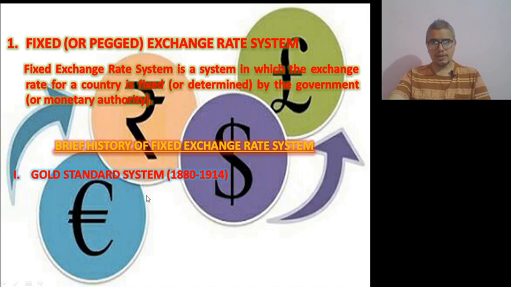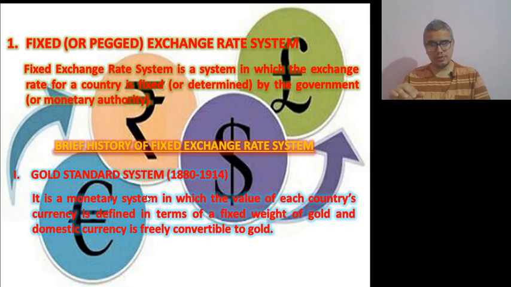Okay, what used to happen in this system? Every country used to express their currency, or define their currency, in terms of a fixed weight of gold. Okay, for example, Indian rupees will be defined in terms of fixed weight of gold. In the similar way, US dollar will also be defined, or will also be expressed, in terms of definite weight of gold. Okay, and whenever these two countries were to exchange, keeping in mind the value of currency in terms of gold, they used to exchange it.